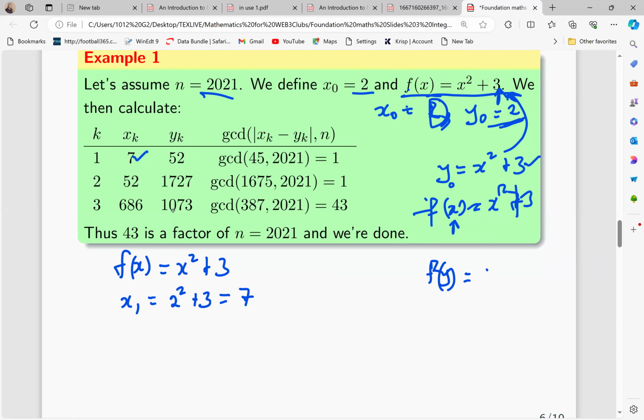So this will be x squared plus 3, but then there's this square, then plus 3. Instead of x, let me change and write it as y, because that's what we'll be doing. So you take the y just above, square it, then add 3, square the result, then add 3 to that result. And you are doing it mod n.